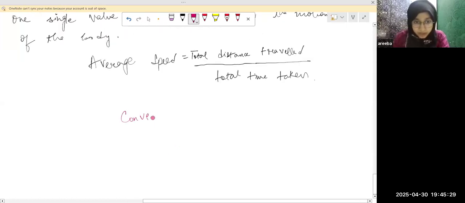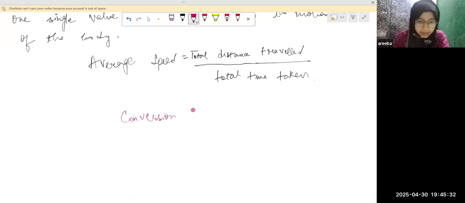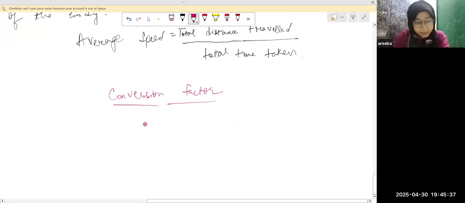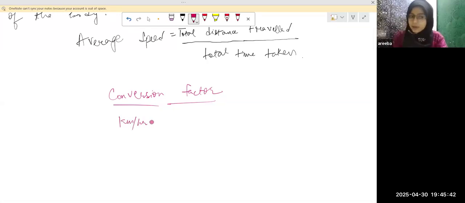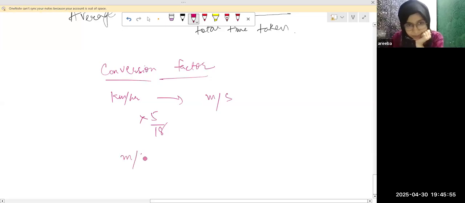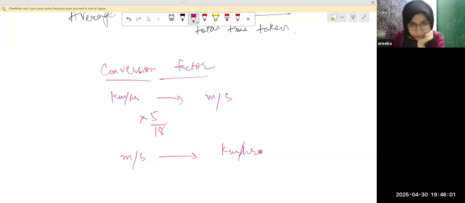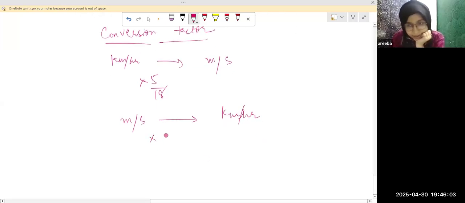Now, for the conversion factor, because after your trial class I had another trial class with a ninth student and she couldn't do this. That's why I'm making you write it. When my speed is given in kilometer per hour and I have to convert it into meter per second, what should I multiply by? 5/18. Perfect. If my speed is given in meter per second and I have to convert it into kilometer per hour, I'll multiply by 18/5. Correct.